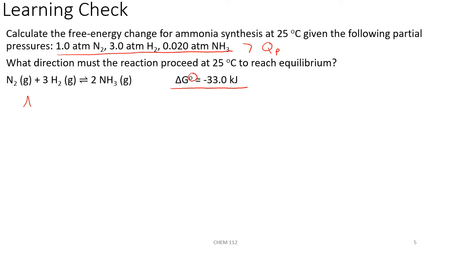The equation we're going to use is delta G is equal to delta G naught plus RT ln of Q. So first we should calculate Q and then substitute everything back into our equation.